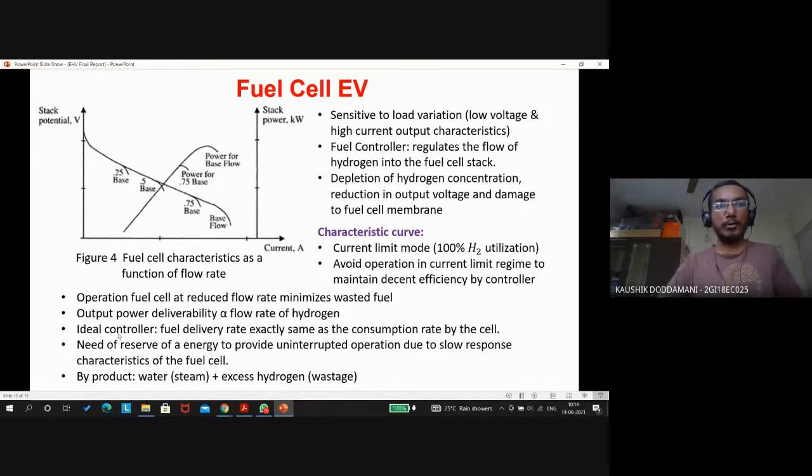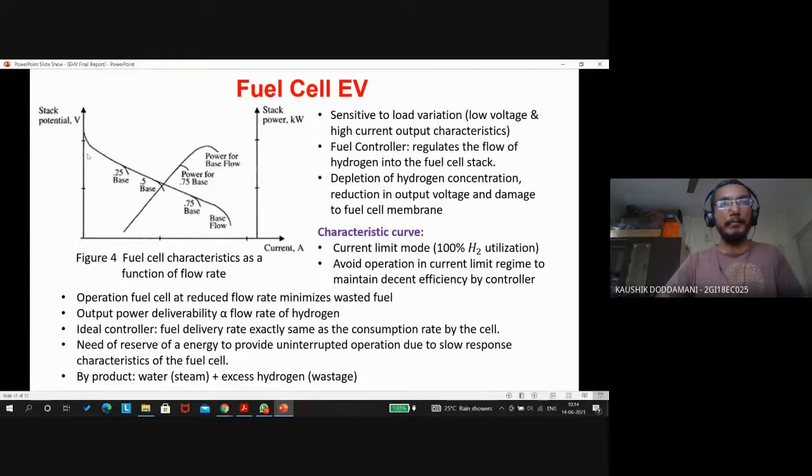And the byproducts of a fuel cell are water, which is in the form of steam, and excess hydrogen. And this excess hydrogen is one of the major drawbacks of fuel cell, that we are supplying hydrogen to produce electricity, and that is getting wasted. So this is one of the drawbacks of using a fuel cell. So there is research going on to make it more and more efficient.